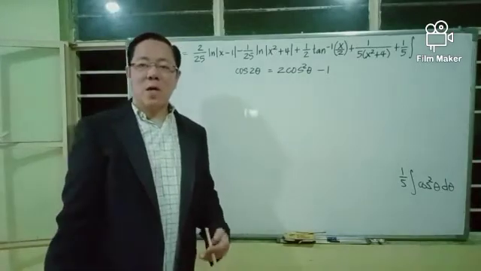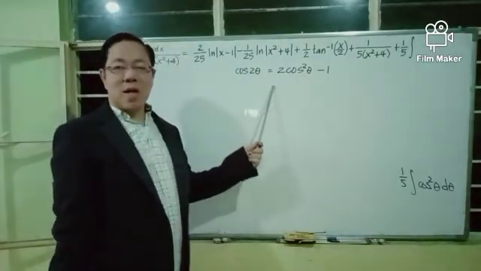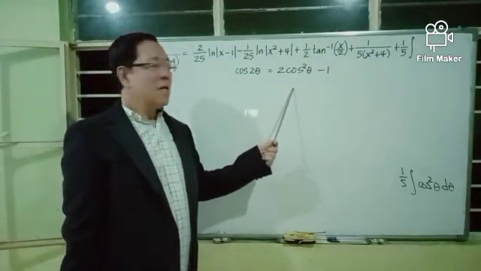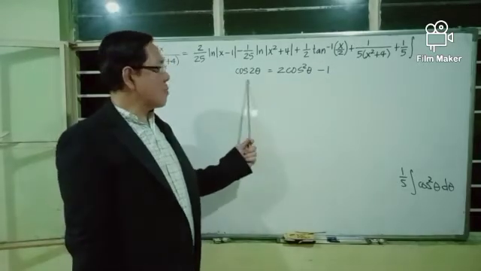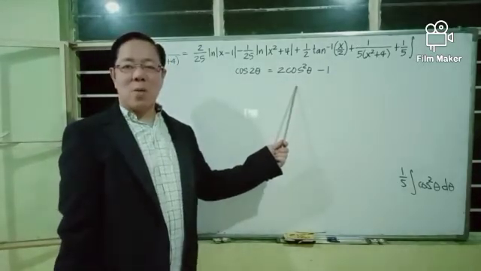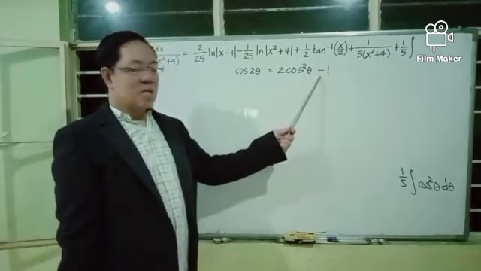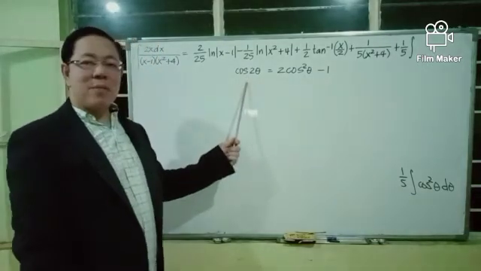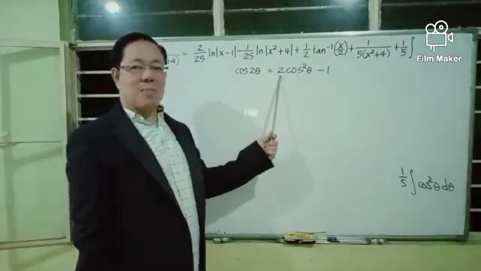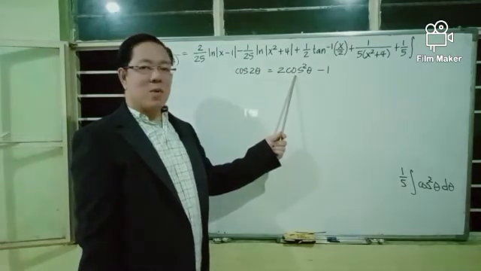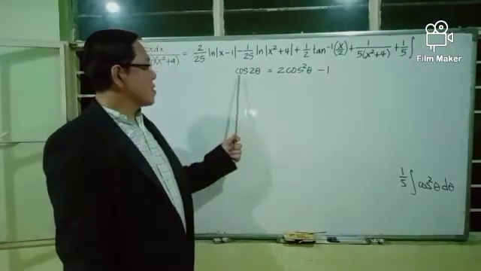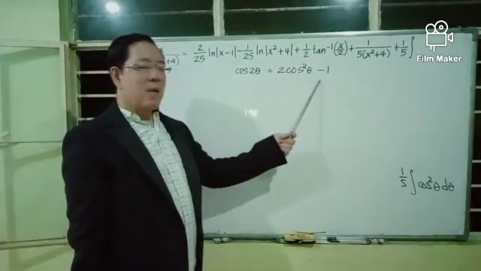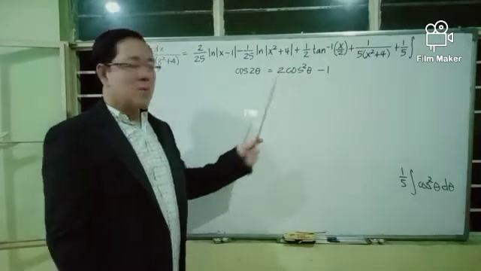The cosine of twice an angle is equal to twice the square of cosine minus 1. And from this equation, we solve for the square of cosine theta. We transpose minus 1 to the left-hand side and we divide both sides by 2. Hence, cosine squared theta is equal to (cosine 2 theta plus 1) divided by 2.